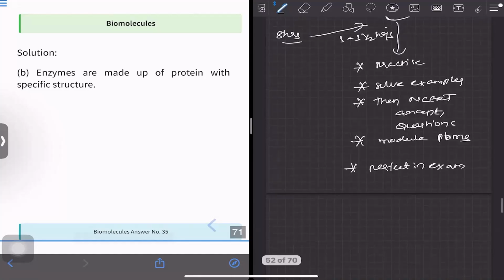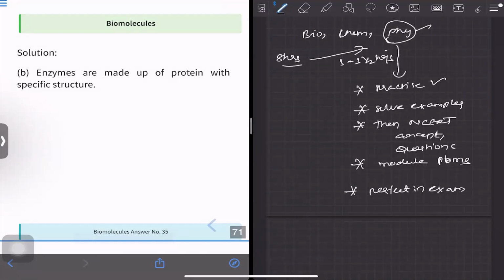We first have to practice everything. First, you have to understand the concept which you have to study. Then you have to practice examples. Then you have to practice NCERT questions. We have to understand the NCERT concept.